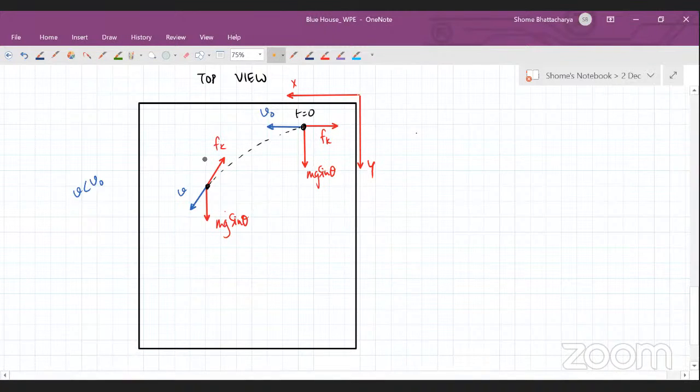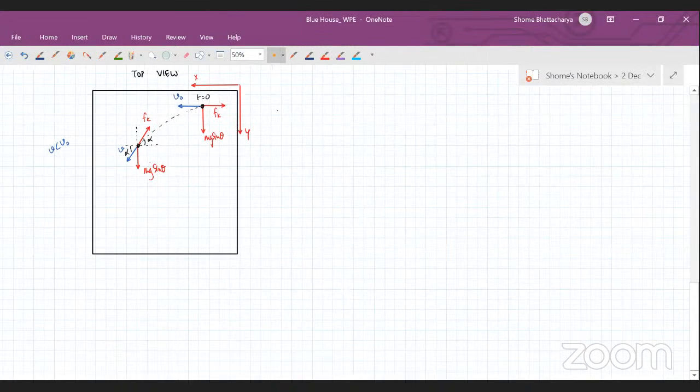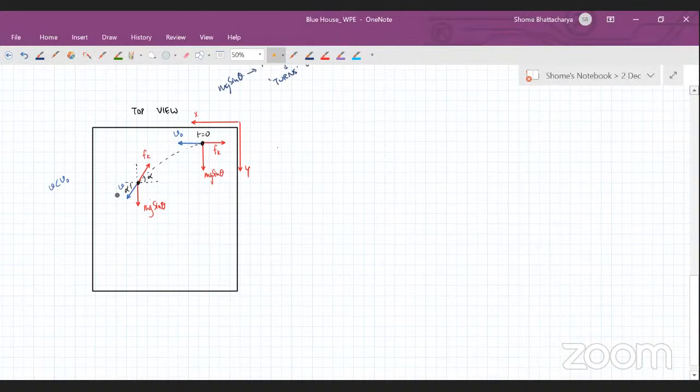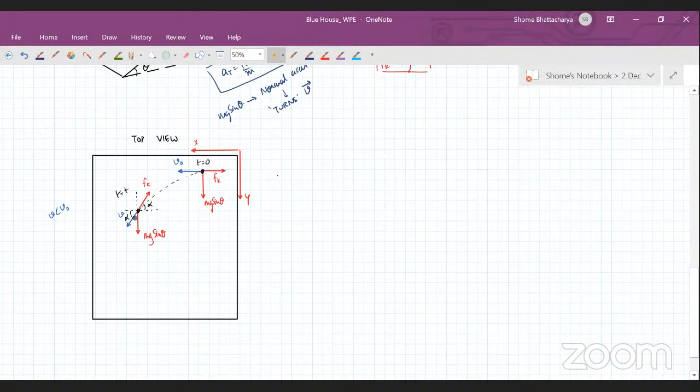So in this diagram, let us take some unknown angle. Since theta is already used, let's take this angle as alpha. So alpha is the angle by which the velocity vector has turned. So this is at time t. Now what will happen is the particle will continue turning till at some stage this happens.